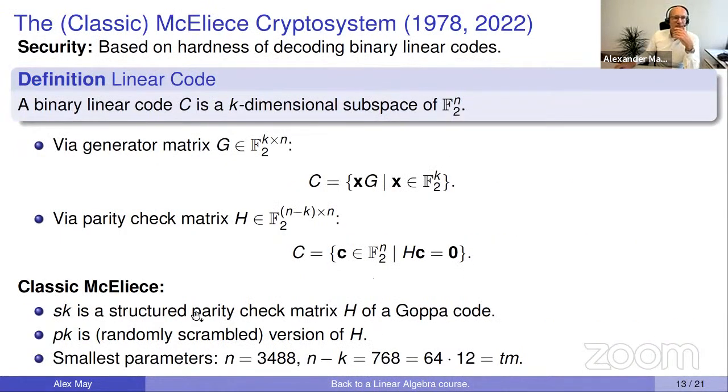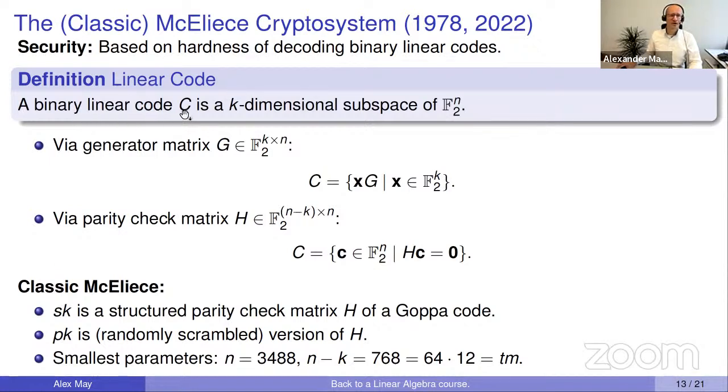Yeah, so I want to speak about the McEliece cryptosystem as it was initially proposed in the late 70s, and also about the newest standard, which is called Classic McEliece, which is now probably going to be standardized as well. Okay, so the security of McEliece is based on the hardness of decoding binary linear codes. So I have to explain what a code is, but it's kind of simple.